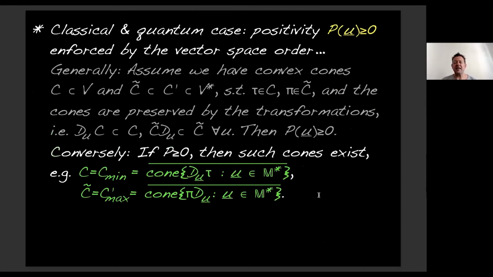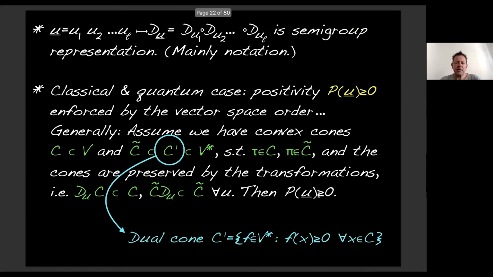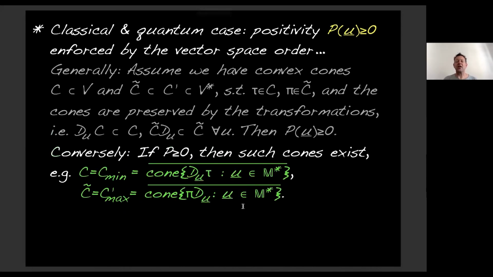So one thing that Alex and I had to learn, that wasn't really so obvious from the literature: we learned from these old papers that positivity is undecidable if I just give you a quasi-realization. But if you somehow know that the probability is indeed positive for all u, or zero, then such cones exist. So such cones C and C tilde contained in C dual exist. Why?